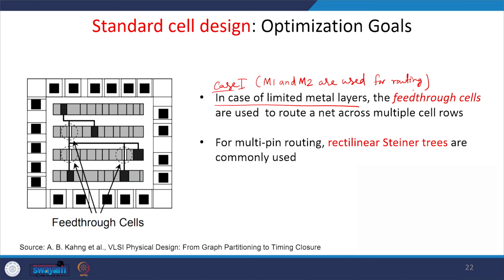So, in older technology nodes, we do not have enough metal lines. So, we use only metal 1 and metal 2 for routing. In those cases, we use an extra cell in the standard cell library, called feed through cells, to route the net across multiple cell rows. How this feed through cell is useful is explained using this diagram.